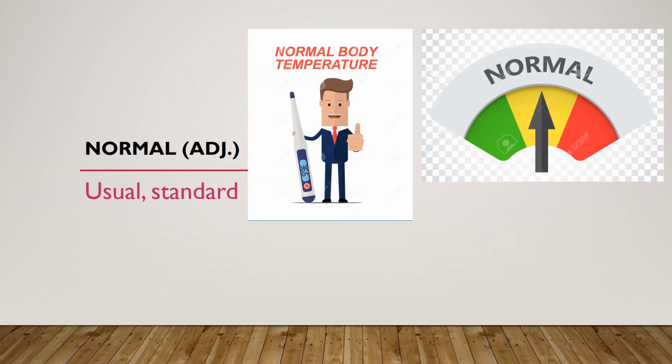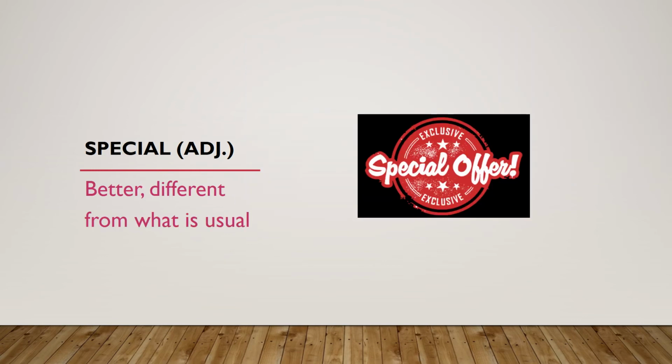Normal is an adjective which means usual or standard. For example, the normal body temperature of humans is 36.6 degrees. It's normal. This is the usual or standard body temperature. Special is an adjective which means better, different from what is usual.